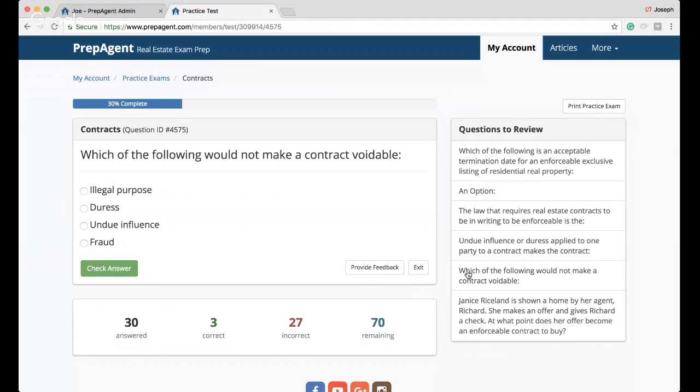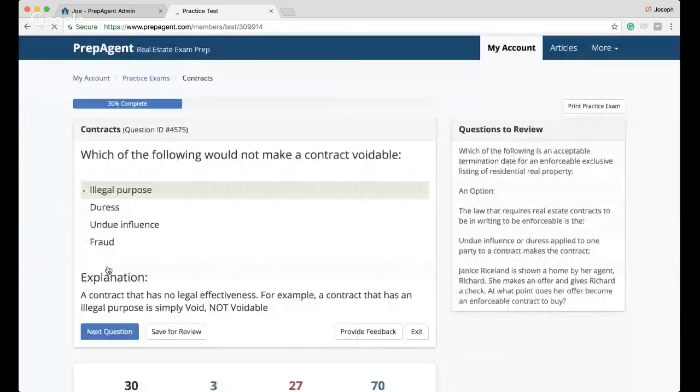Which of the following would not make a contract voidable? Illegal purpose, duress, undue influence, or fraud? So the answer here is illegal purpose. Okay? Illegal purpose would not make it voidable. That would make it straight up void.